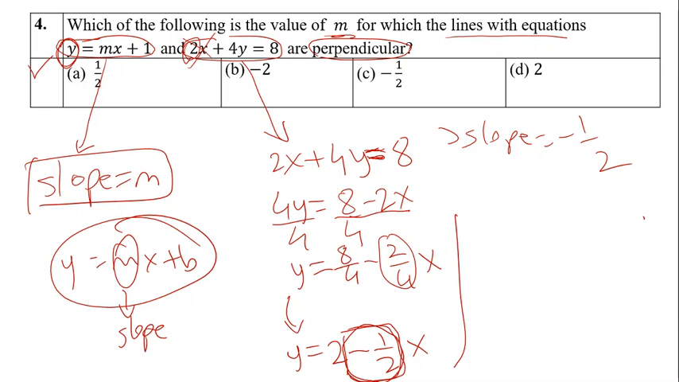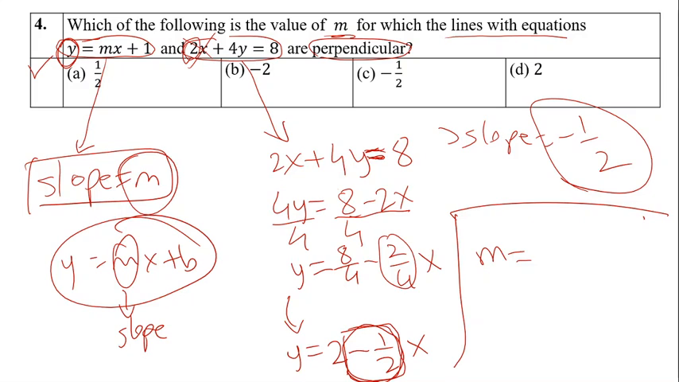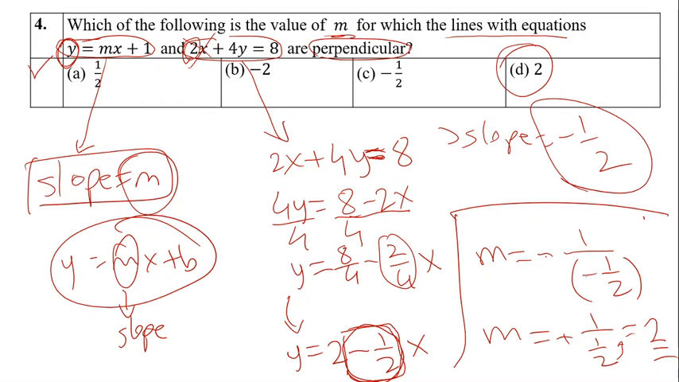So you can write now m and minus 1 over 2. The relation is that one is the negative of the reciprocal of the other one. So this has to be, okay, minus minus, it will be plus, so you got 1 over 2. So when you flip this one, you got 2. So 2 will be the answer.